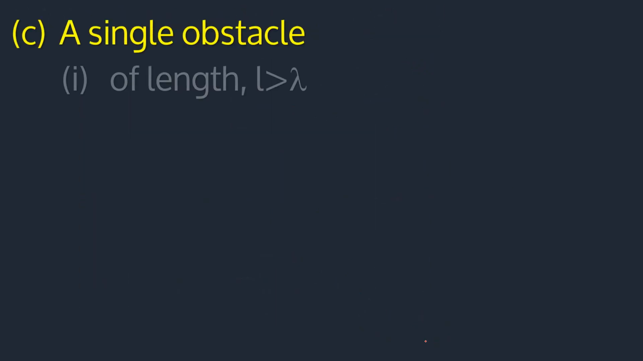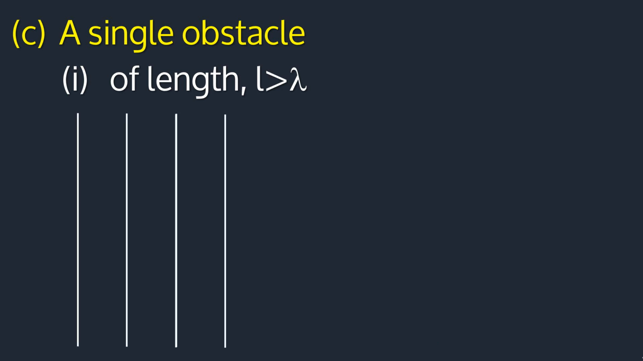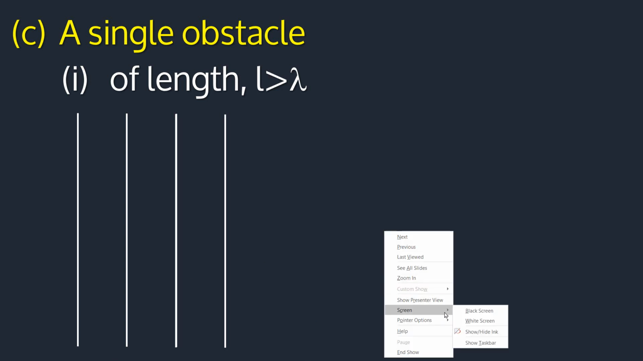What about if you have a single obstacle, and let's start with one whose length is greater than lambda, greater than the wavelength? What will happen? So let's look at, still here you have wavefronts. Let me change this.